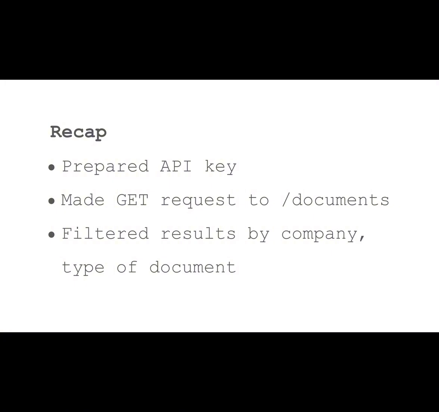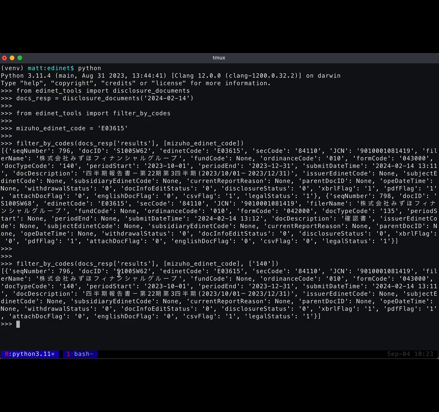Now that we have a list of documents, we still need to get the actual contents of those documents. To do that, we'll make a request to the second endpoint I mentioned, the documents/docid endpoint. Let's say there's a document in my list filed by a company that I'm interested in, Mizuho Financial Group. I'll take that document's docid value, S100SW62 there, and pass it into a function that I wrote called getDocument. GetDocument will call the documents/docid endpoint.